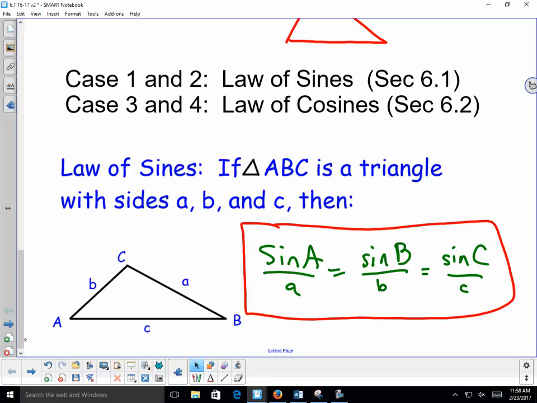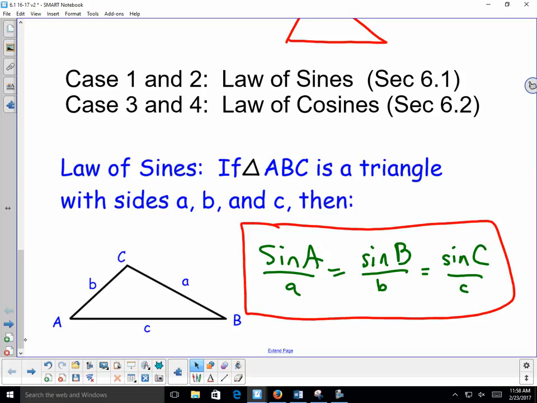Jacob: Do we need to know those situations? I would think if you see a situation, I would try the law of sines first because it's easier, and when you say, oh wait, this won't work, then you go to the law of cosines. But I don't think you need to know those individual cases.